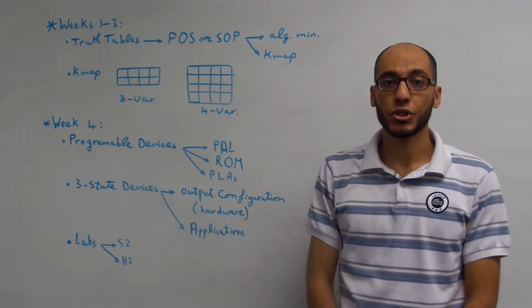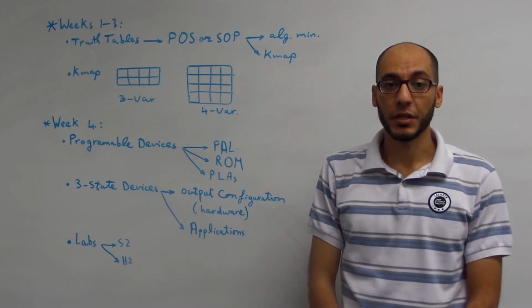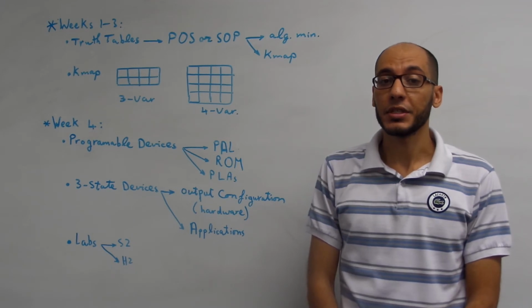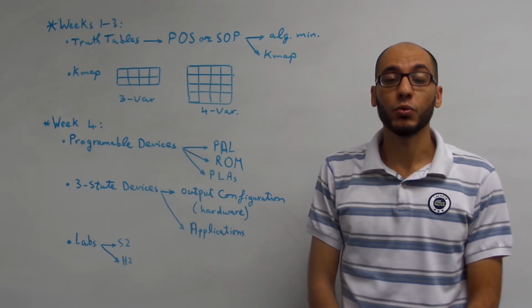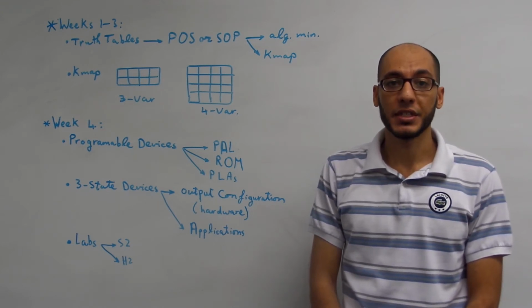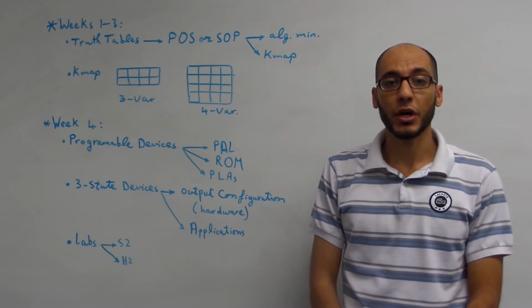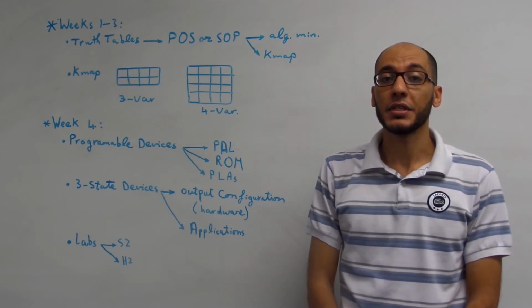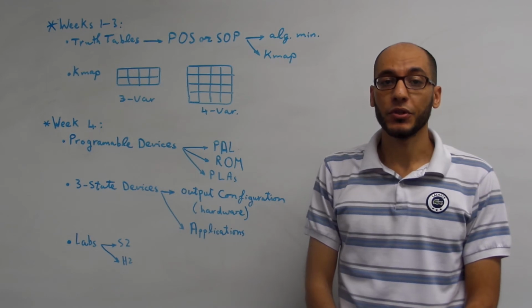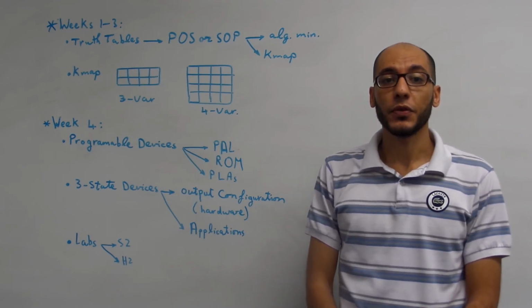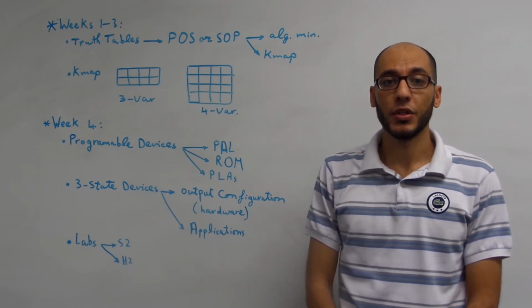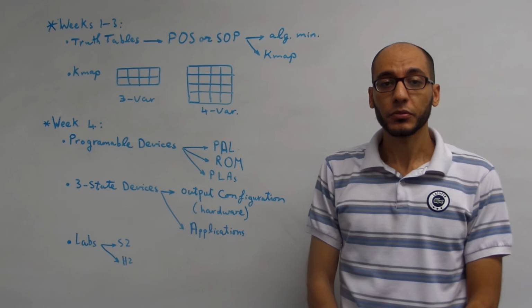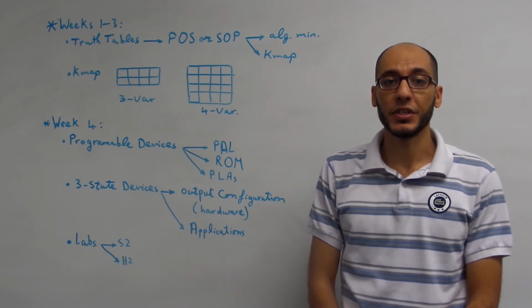The last 2 lectures, which are called output configuration and applications of 3-state buffers, cover this topic and tell you how to implement it and what the applications of these 3-state devices are. I'd like to point out that these 2 lecture videos are self-contained. What do I mean by that? It's the same whether you watch the video on output configuration or the video on applications. Why? Both of them cover the same topic.